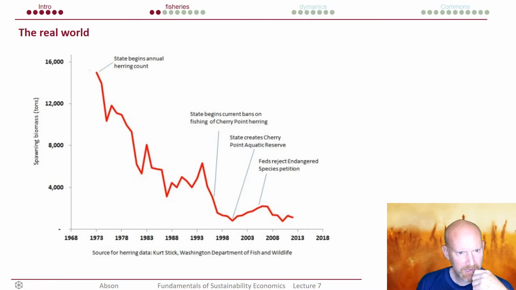This is an interesting example because this is now looking at herring in a different area in North America. But what's interesting here is they began to count herring stocks in the 1960s. They saw the numbers were collapsing. So in 1993, they banned fishing in Cherry Point. Then they created an aquatic reserve, and then they tried to petition the government to make herring an endangered species. That failed, but all these kind of attempts to manage that fisheries didn't work, and the numbers continue to decline.